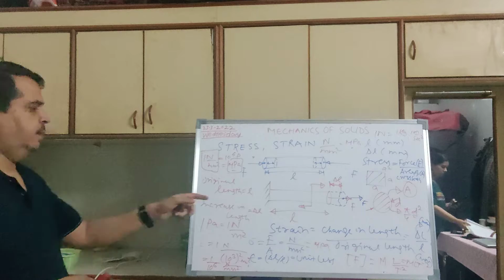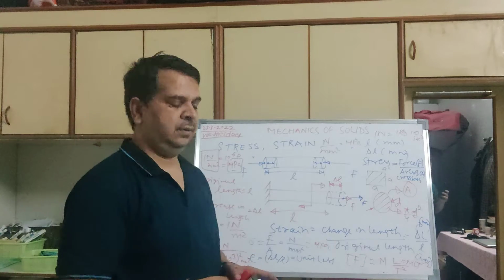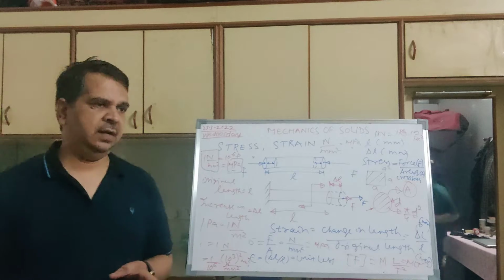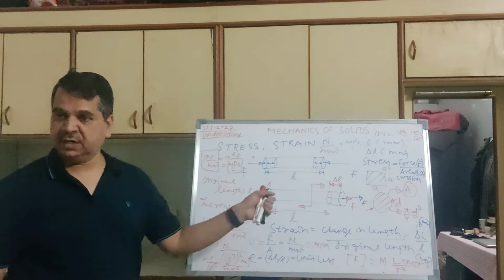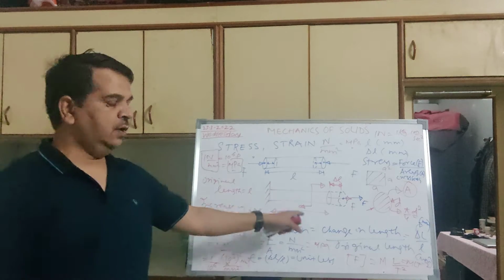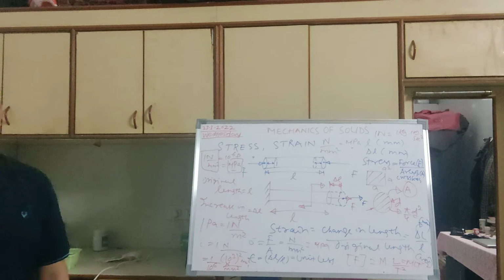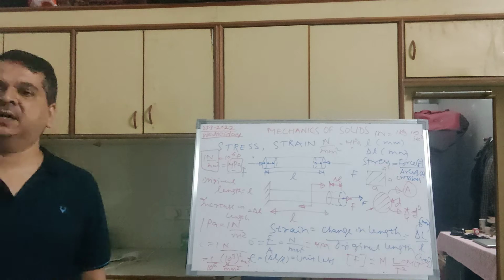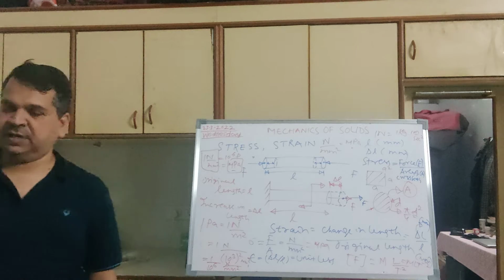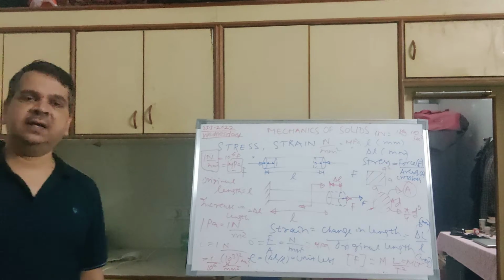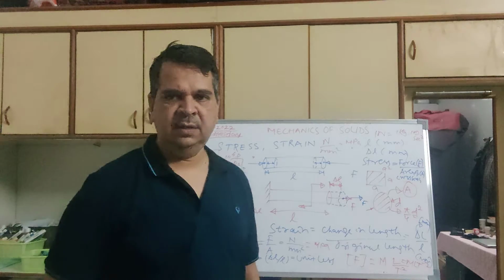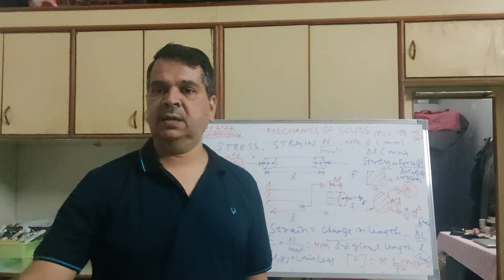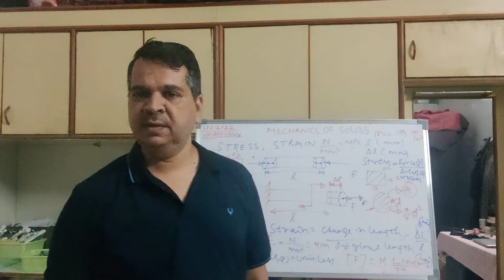Okay. So you imagine this particular rod is a rubber. If it is a rubber, the strain will be more. If it is aluminium, the strain will be a little less. But if it is steel, the strain will be still less. Stronger material, under the application of the same force, the strain will be less. But softer material, the strain will be more.